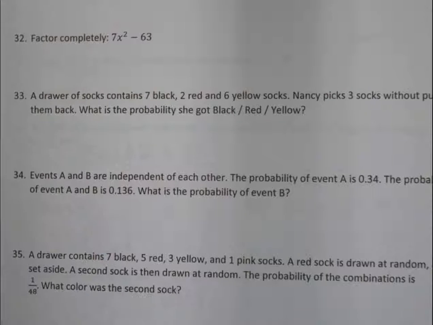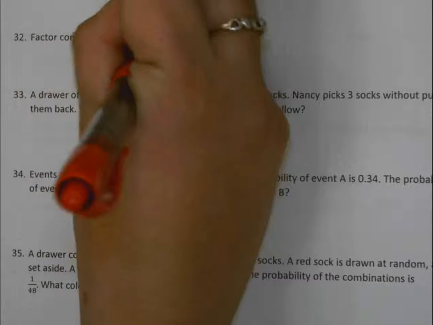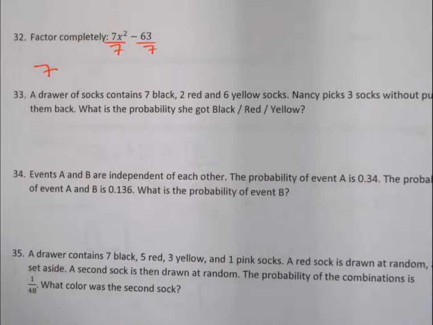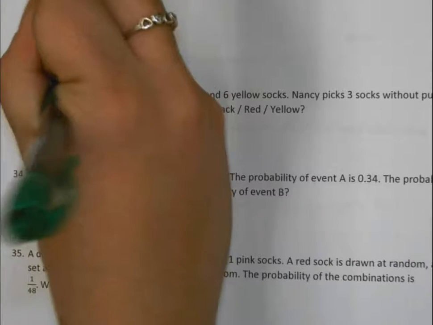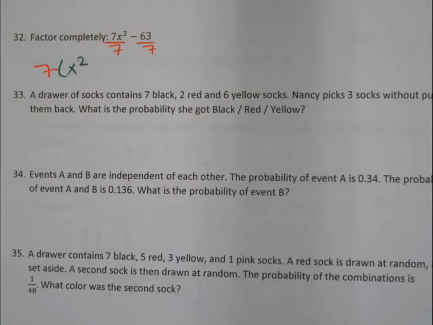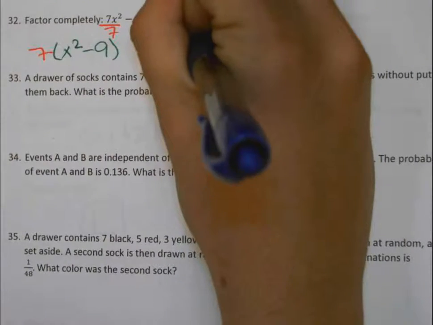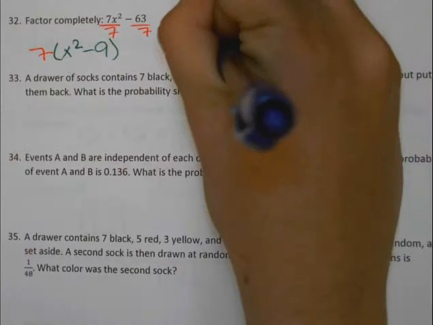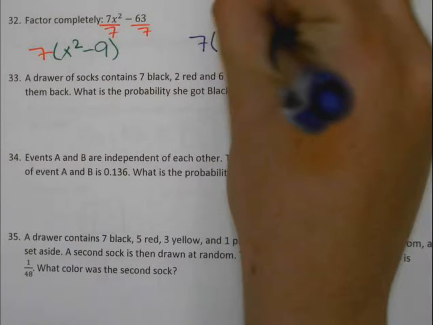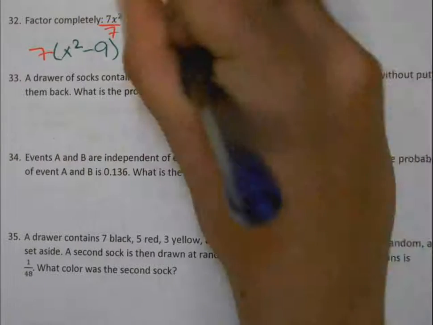Okay. Moving on. Number 32 is kind of the same. I'm going to divide because they're both divisible by 7. So I have 7 out front, and then x squared. What's 63 divided by 7? Negative 9. So I can factor this. What multiplies to negative 9 and adds to 0? Questions on 32?